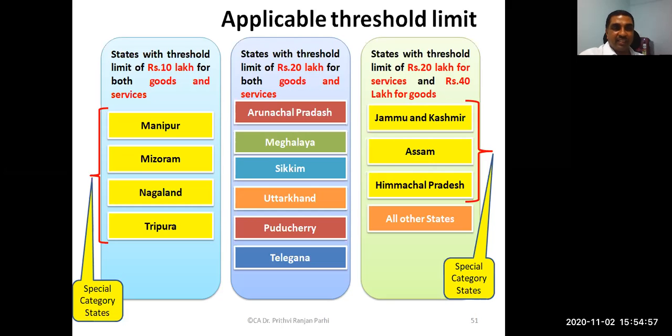We know these are the 4 states we are talking about. Can you read the names of these states where the limit is 10 lakh for both goods as well as services? Which are the states?